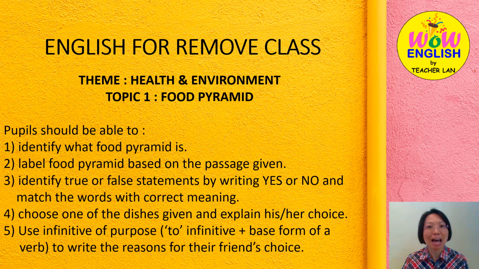The theme is health and environment. The topic is about food pyramid. By the end of the lesson, pupils should be able to: number 1, identify what food pyramid is. Number 2, label food pyramid based on the passage given. Number 3, identify true or false statements by writing yes or no and match the words with the correct meaning. Number 4, choose one of the dishes given and explain his or her choice.